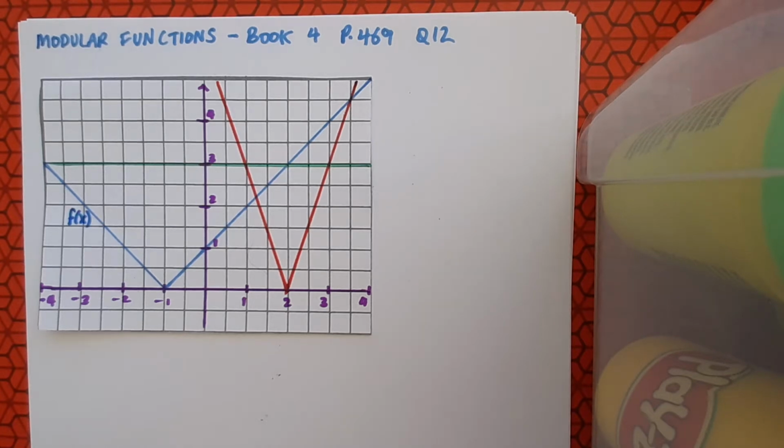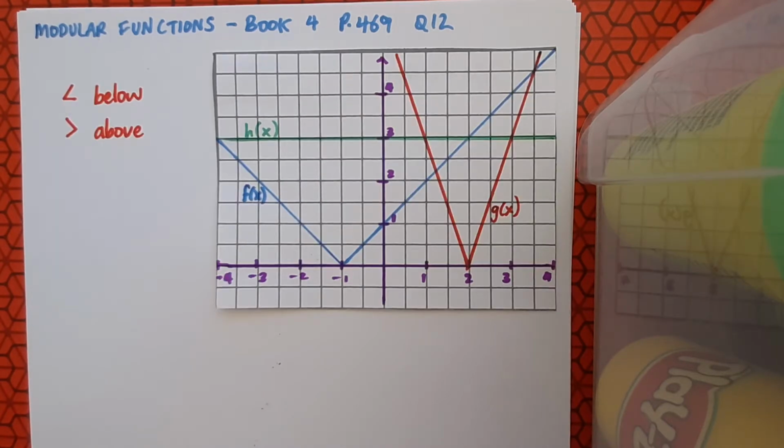In blue, we've got f of x. In green, we have h of x. And in red, we have g of x. And just for clarity, in these kind of questions, less than means below and greater than means above.